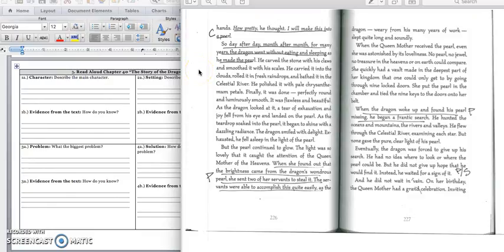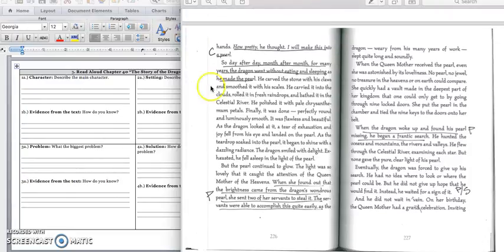So day after day, month after month, for many years, the dragon went without eating and sleeping as he made the pearl. He carved the stone with his claws and smoothed it with his scales. He carried it into the clouds, rolled it in fresh raindrops, bathed it in the celestial river.